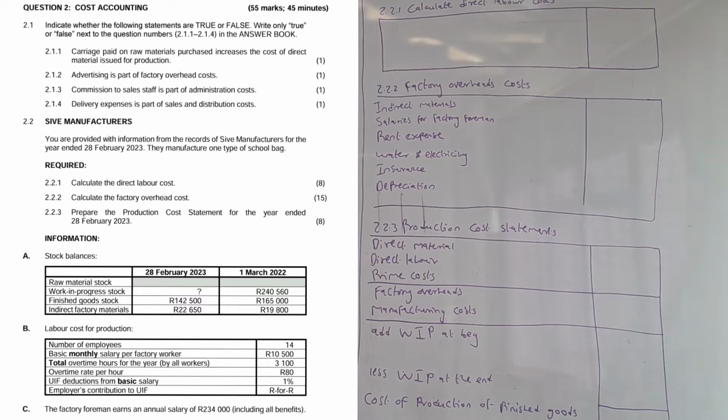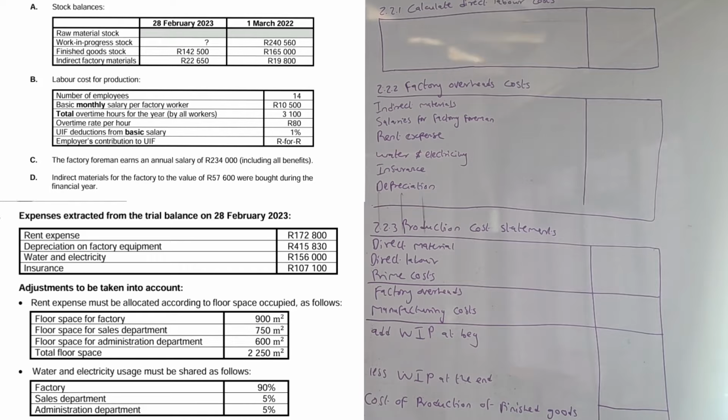CV Manufacture. You are provided with information from the records of CV Manufacture for the year ended 28 February 2023. They manufacture one type of school bag. Required: 2.2.1. Calculate the direct labor cost, 8 marks. Calculate the factory overhead cost, 15 marks. Prepare the production cost statement, 8 marks. That's what we are going to do.